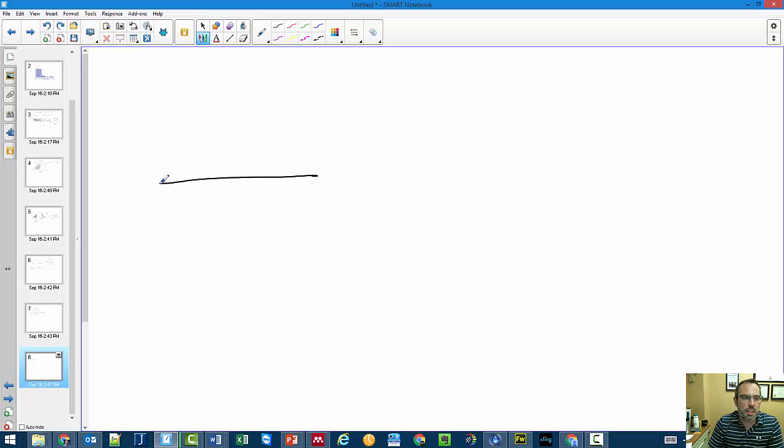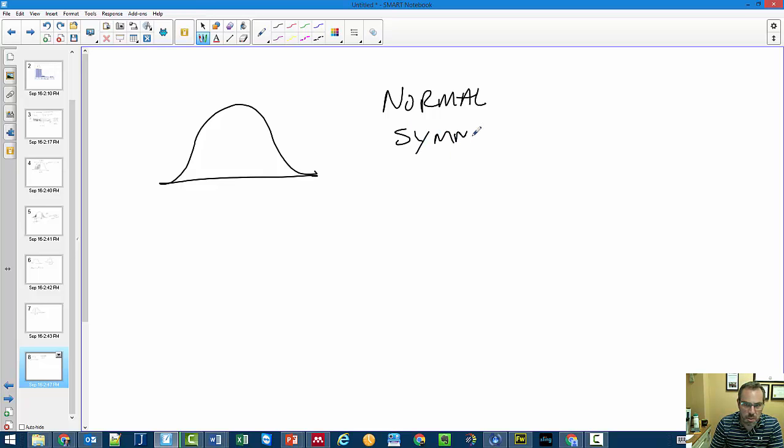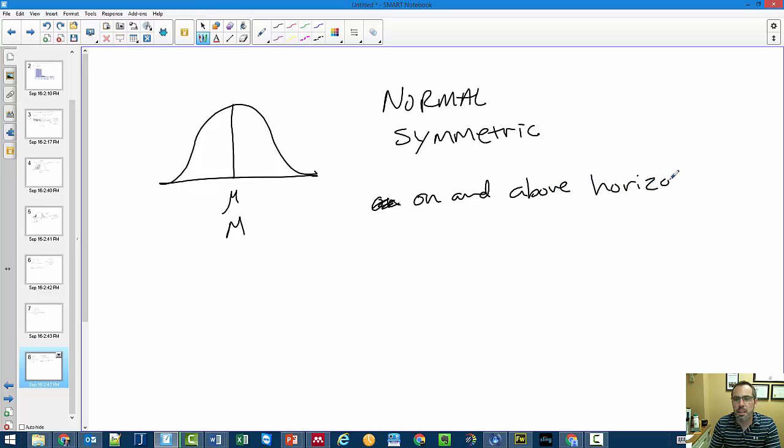We were taking a look at density curves last time. Remember, we could have them being normal or not, but here was the example of a normal distribution. So this one was normal. Remember, because it ended up being symmetric, the mean, or mu, and the median are both in the same place, balanced right there. The density curve is always on and above the horizontal axis.